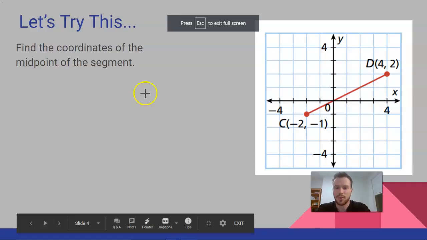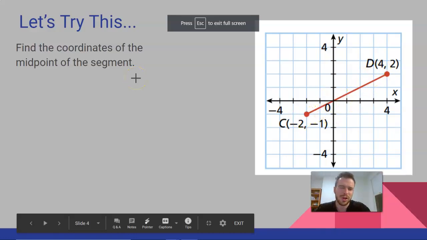So let's start by answering this question. We want to find the coordinates of the midpoint of the segment. Now remember, the midpoint of a segment is right in the middle, right? It divides the segment into two congruent parts, or we'd say it bisects it. So that point right in the middle, well, it's hard to tell where exactly it's going to be. I can kind of guess, but maybe finding the exact coordinates could be a little tough. So let's think about how we might solve this.